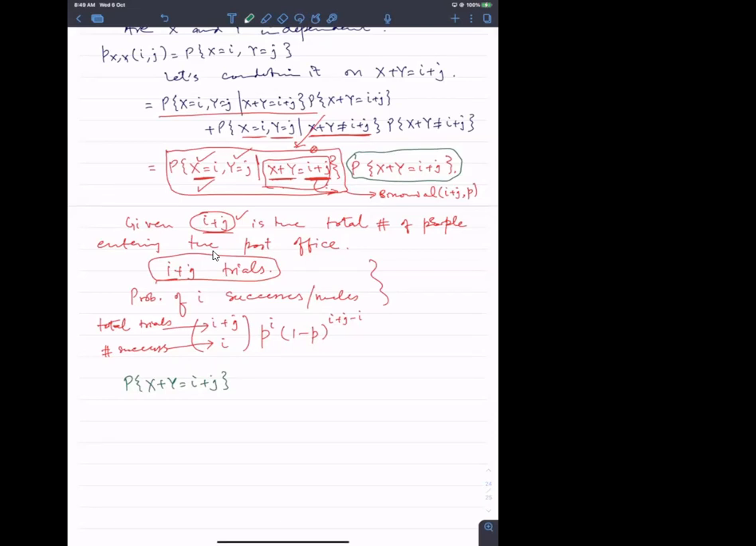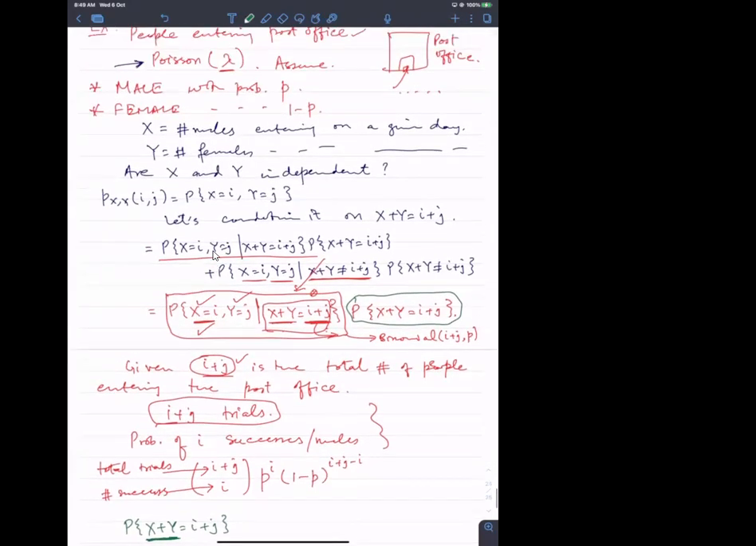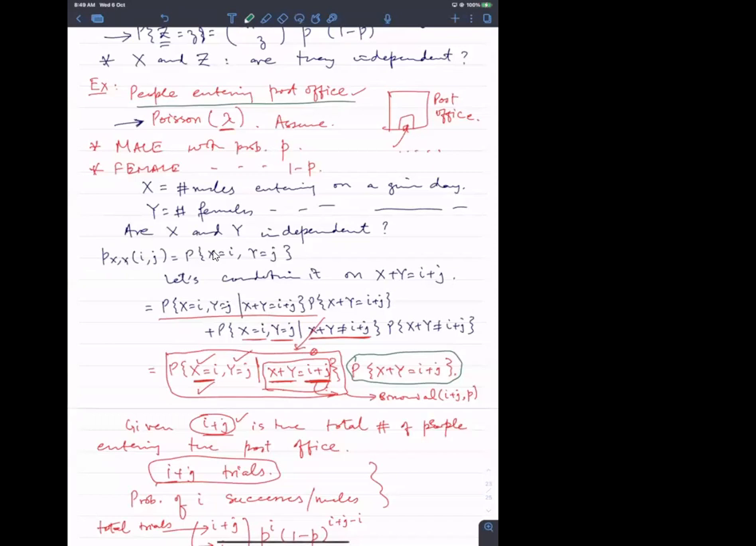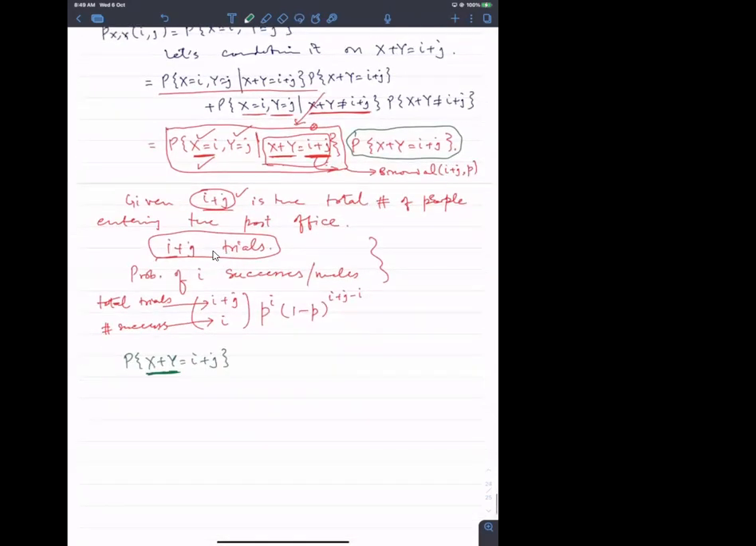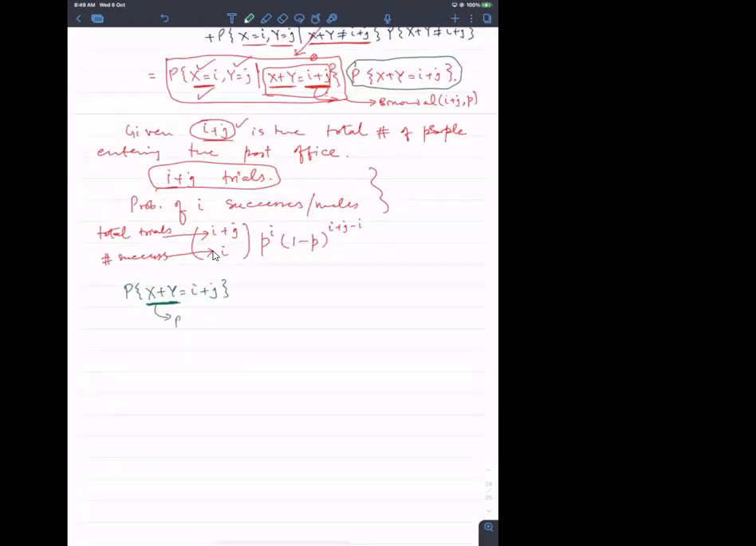Notice that x is the number of males and y is the number of females. So x plus y is the total number entering. We told you this already: people entering the post office is a Poisson with parameter lambda. So x plus y is a Poisson random variable with parameter lambda. This is given.